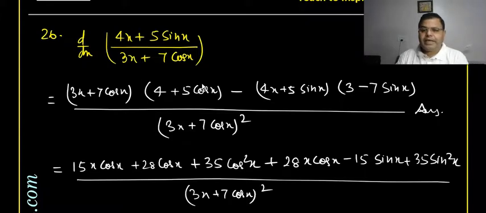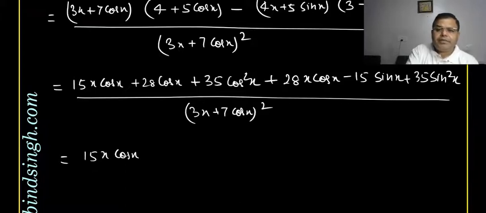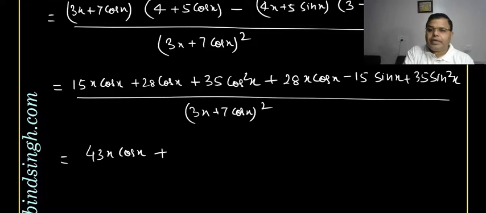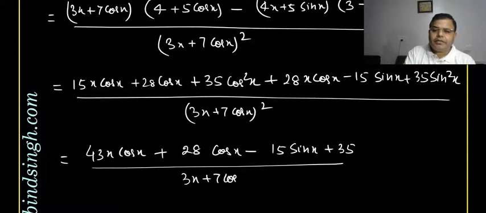So is there anything common or that cancels out? No. 35 cos square x plus 35 sin square x will be 35, and nothing else apart from that. So finally, this is 15x cos x and 28x cos x. So 15 plus 28 is 43. So we can write it as 43x cos x, isn't it, plus 28 cos x minus 15 sin x plus 35, divided by (3x plus 7 cos x) whole square. That would be the answer. So you can do it like that.